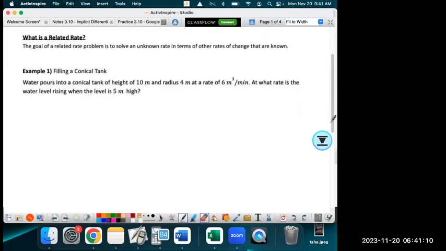And it's really important that you only put things in your visual that are staying constant or consistent. So the height of the tank will always be 10 meters. The radius of the tank, at least at the top of the cone, will always be 4 meters. The rate that the water's going in is always 6 meters cubed per minute. The thing that's changing is the water level, which is not always 5 meters high. When it first starts going in, the water level is 0. At the end, the water level is going to cap off at 10 meters. It's not going to be any higher than that, otherwise it's going to overflow.